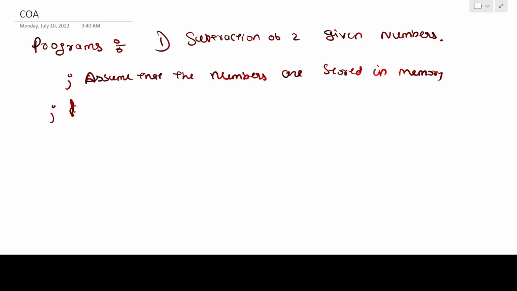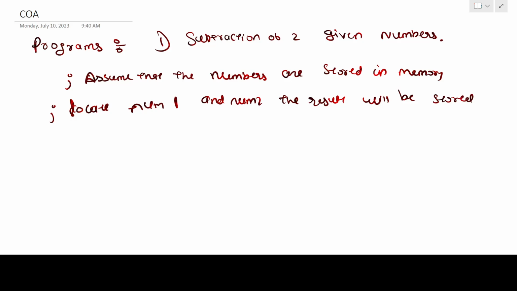Second comment: locate num1 and num2. The result will be stored. And the third comment, location of result. These comments are for us to read; the program will ignore the lines which start with a semicolon.